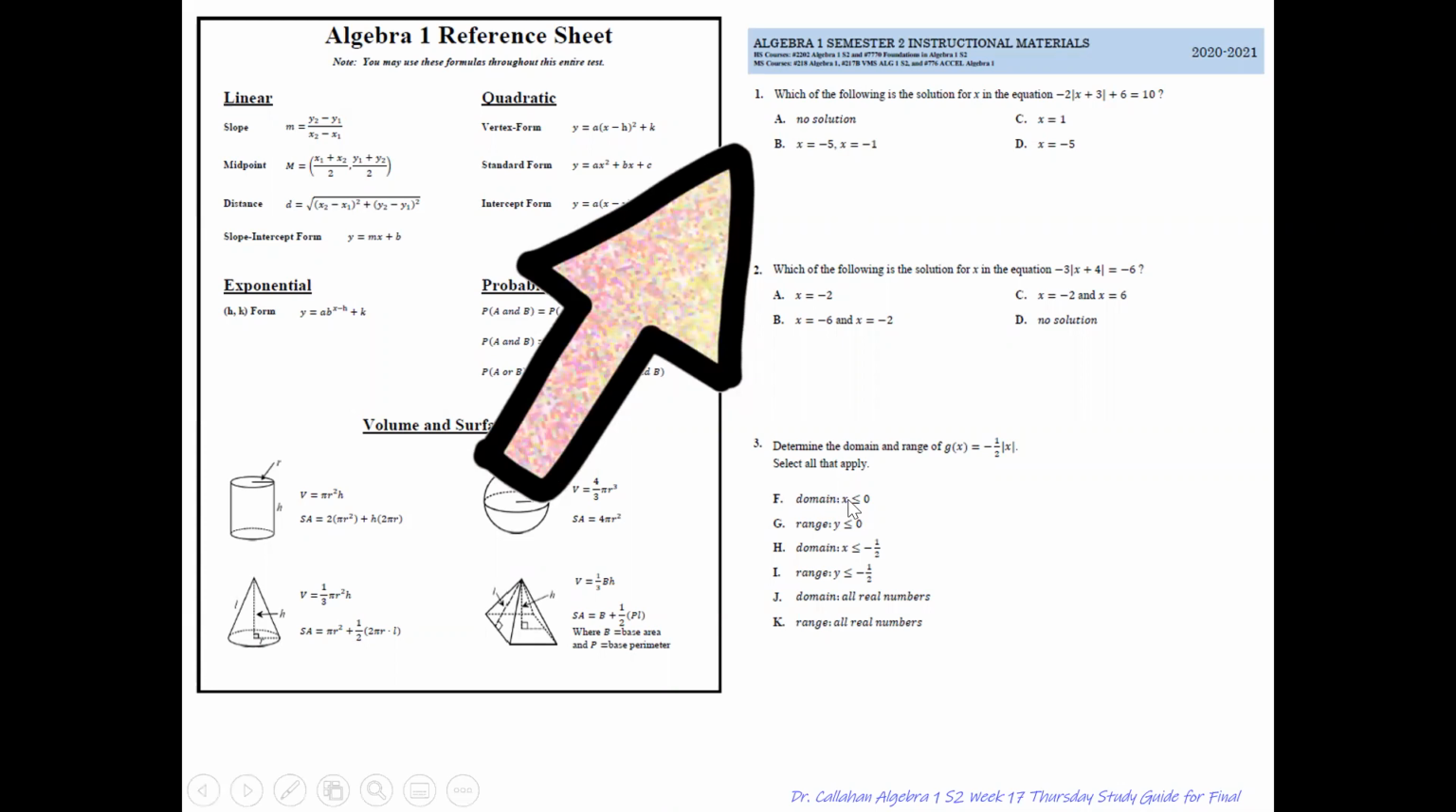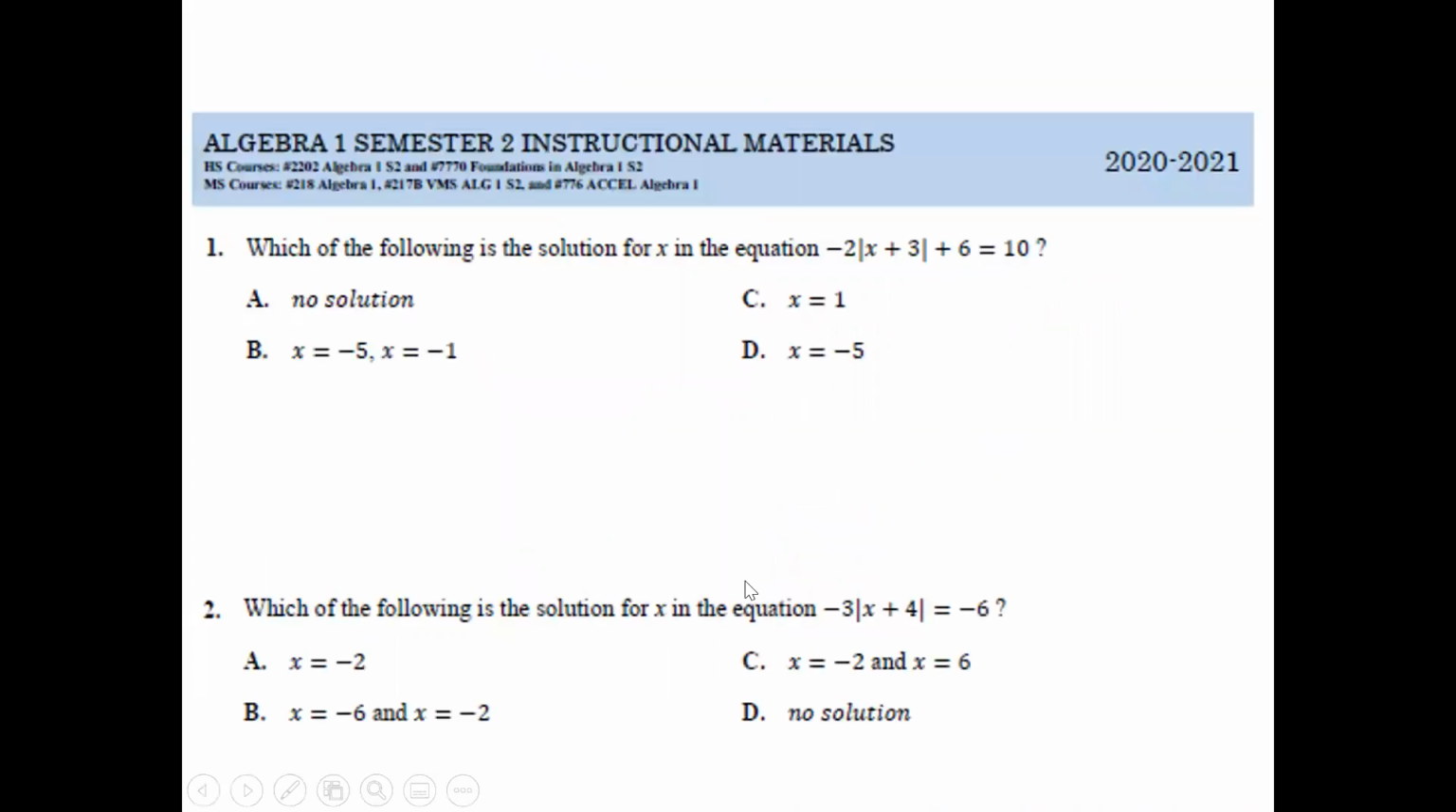On the test, you'll have an Algebra 1 reference sheet, which looks like this. This is your formula sheet that you will have. The actual test will look very similar to study guide number 1 and number 2, and I want to make sure you have enough exposure to it so you know what to expect on the day of the exam. So with that said, let's take a look at example number 1.